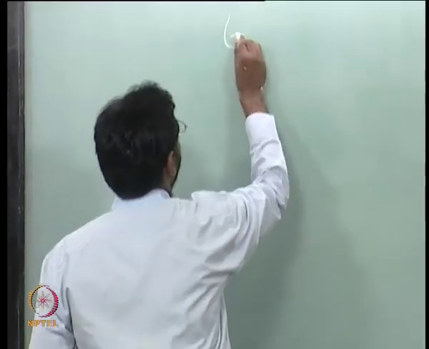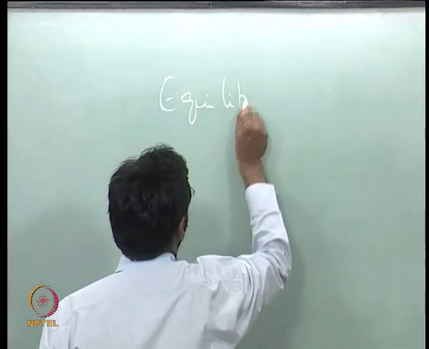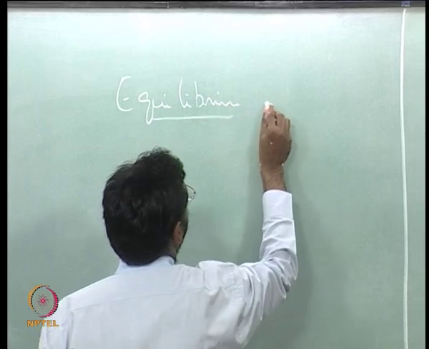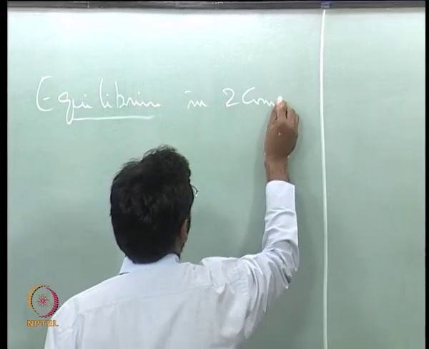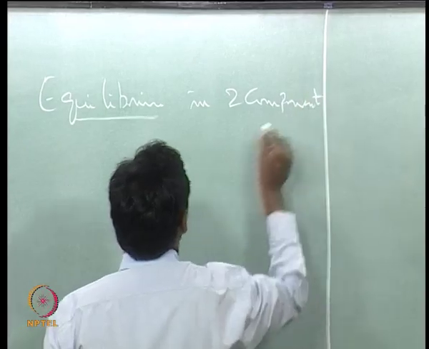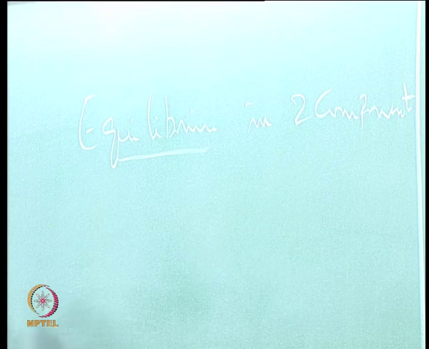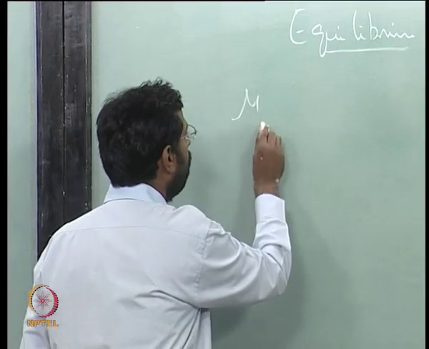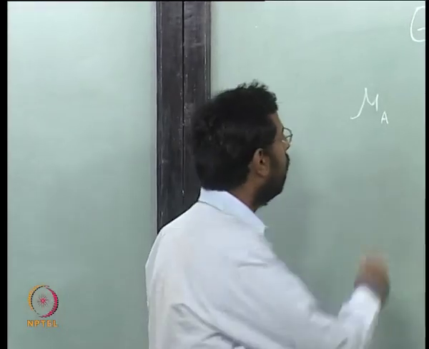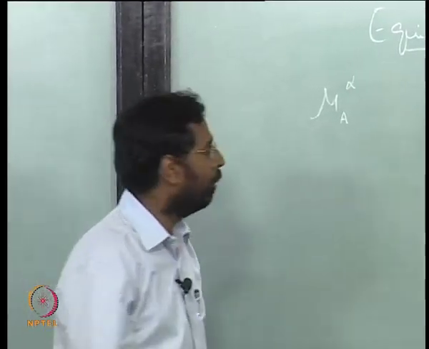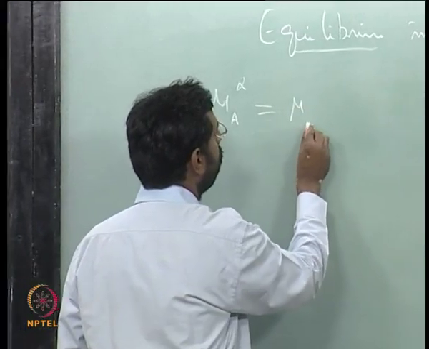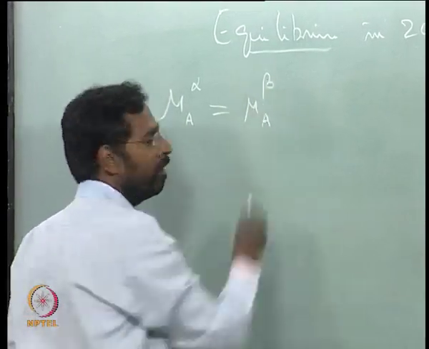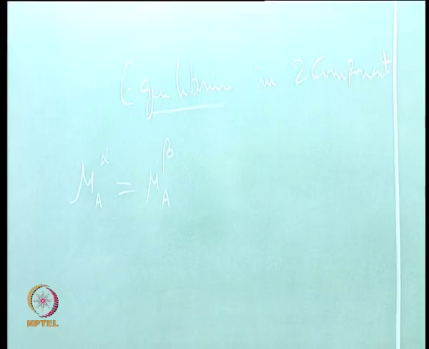Last class we defined the equilibrium concept in two component systems, and I said in principle we can extend this to any number of components. The definition there was that the chemical potential of a particular element A in a phase, let us call it alpha, should be equal to the chemical potential of the same element in another phase. Then we can say the two phases are in equilibrium at that particular temperature and pressure.